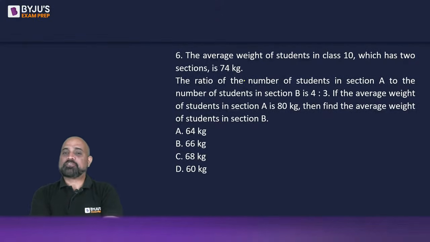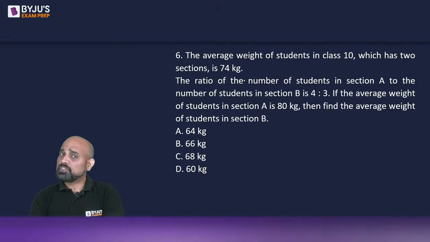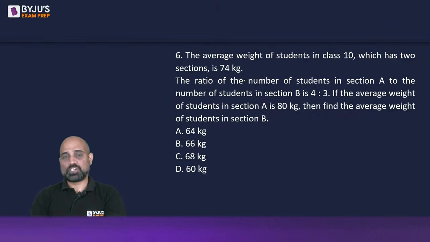Okay, next. The average weight of students in class 10, which has 2 sections, is 74 kg. The ratio of the number of students in section A to number of students in section B is 4:3. If the average weight of students in section A is 80 kg, find the average weight of students in section B. There are a lot of different ways of solving such questions. You can use allegation, weighted average, the formula, common sense, equating the sum, any of those. I'm going to use the deviation method.